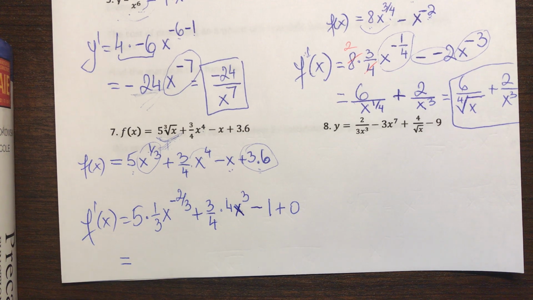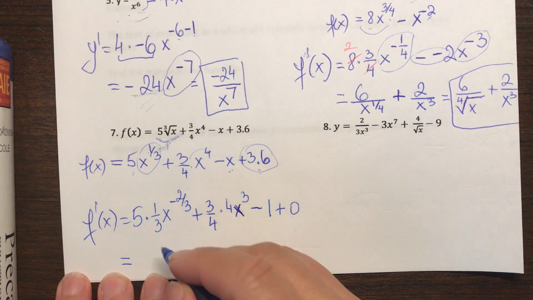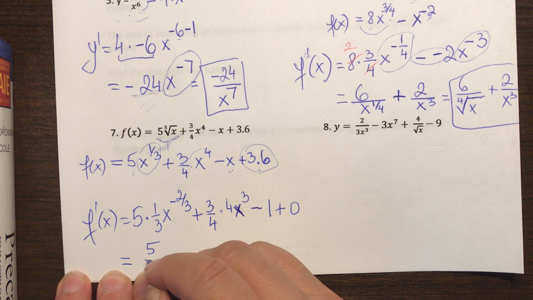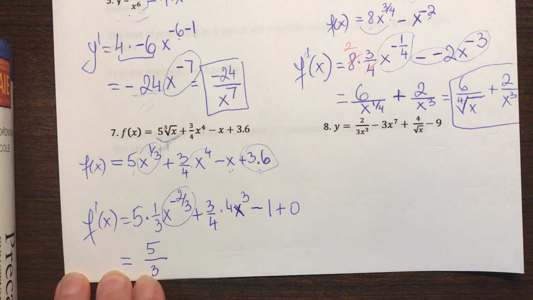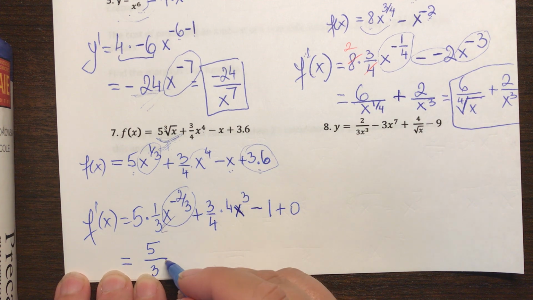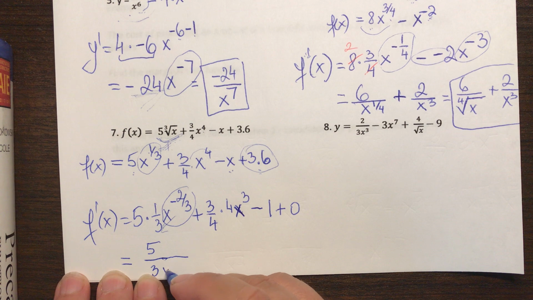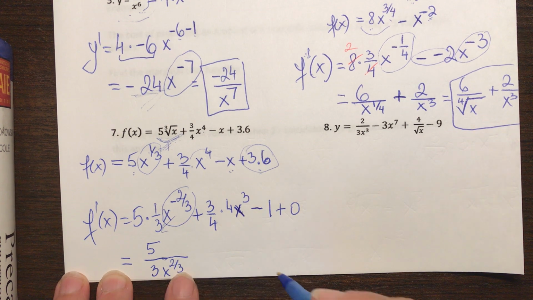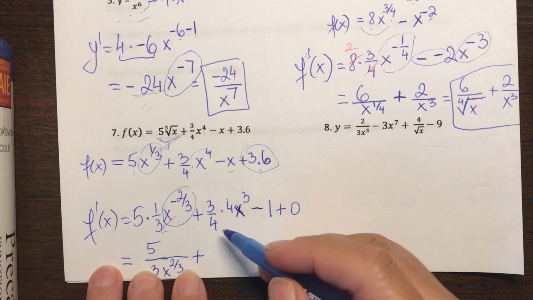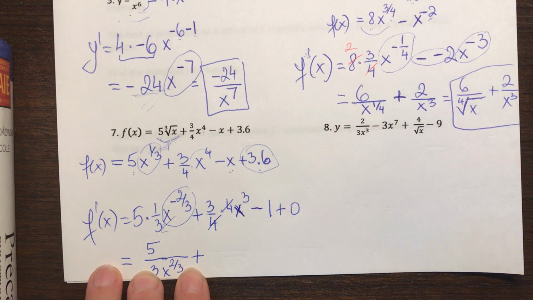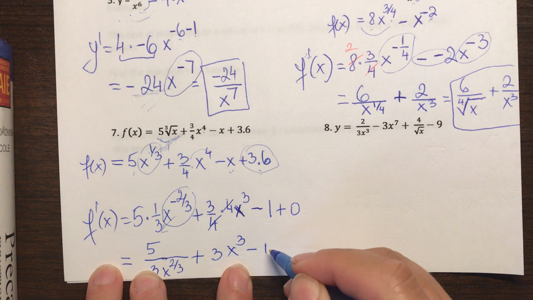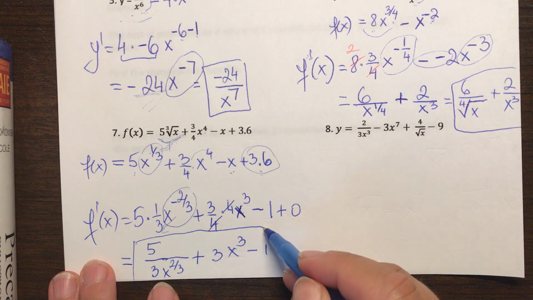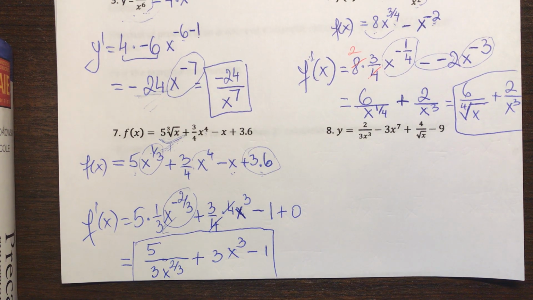Okay, now let's fix the end of this. 5 times a third is 5/3. I see a negative exponent. What's this negative exponent going to do to that x? It's going to throw it on the bottom, right, next to the 3. So that's x to the 2/3. Plus 3/4 times 4, that's a 3. X to the 3rd, that's fine, minus 1. So here's your derivative.